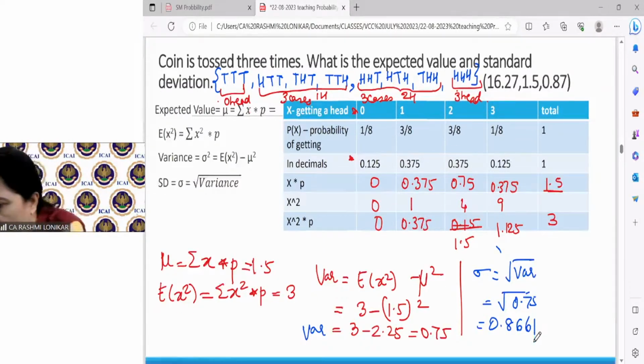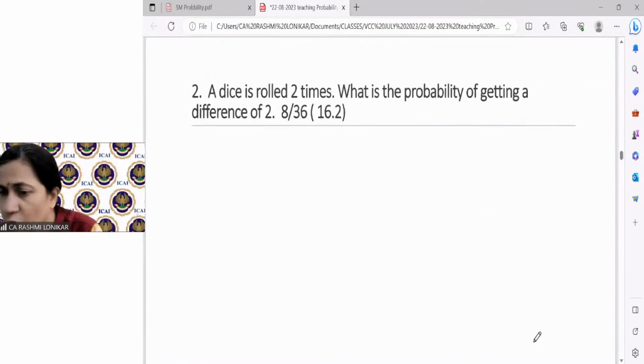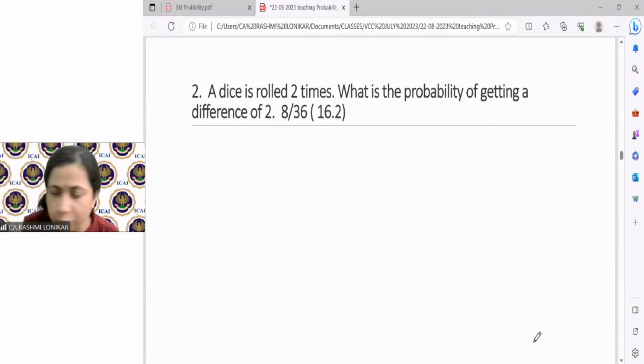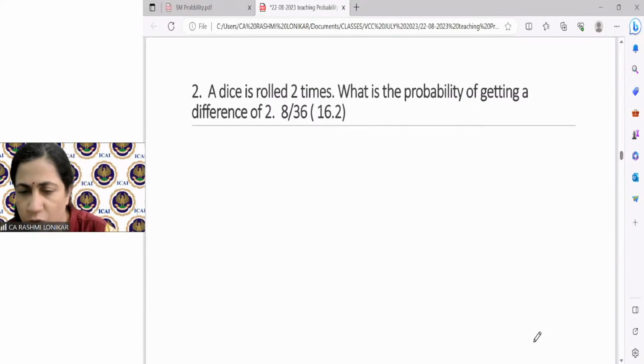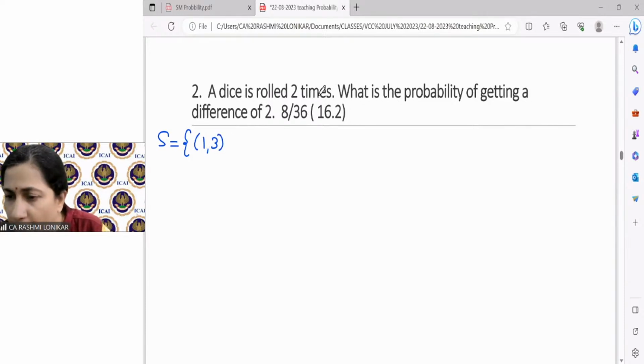Okay. Let us go to the next sum. A dice is rolled 2 times. What is the probability of getting a difference of 2? Now, they are just saying a difference of 2. It can be a negative difference or a positive difference. So if I have the number 1, what will be the difference of 2? It will be 1 and 3. If I have 2, getting a difference of 2 is only 4.